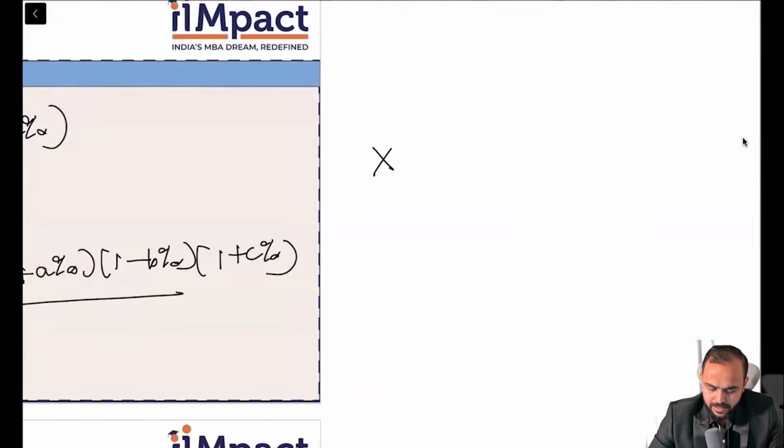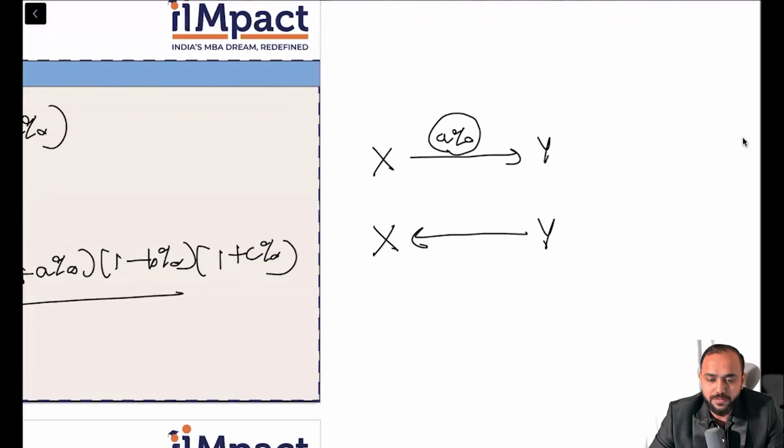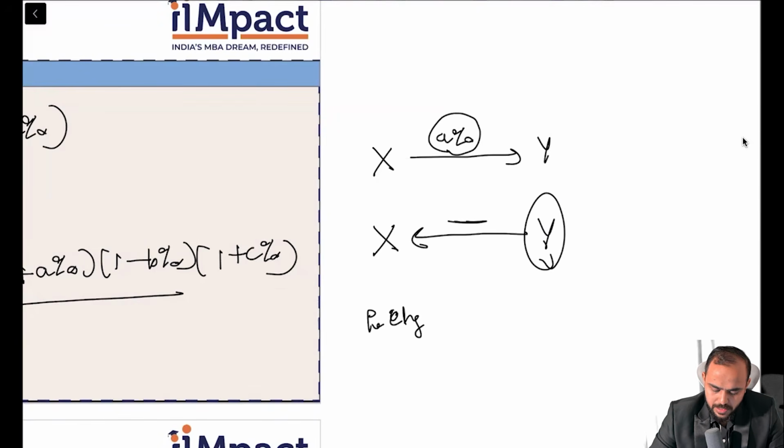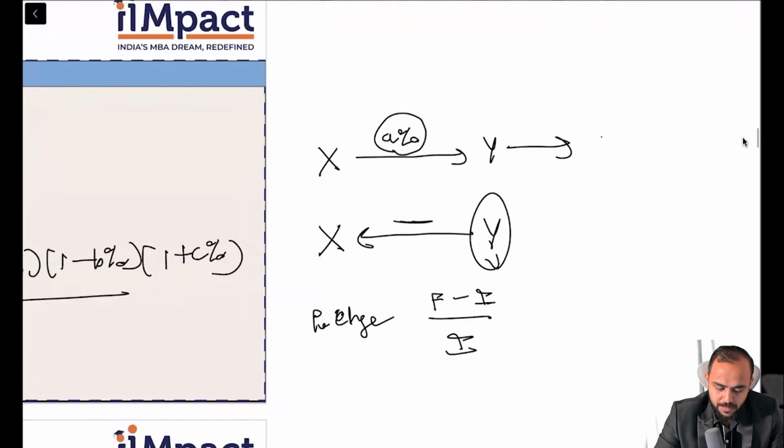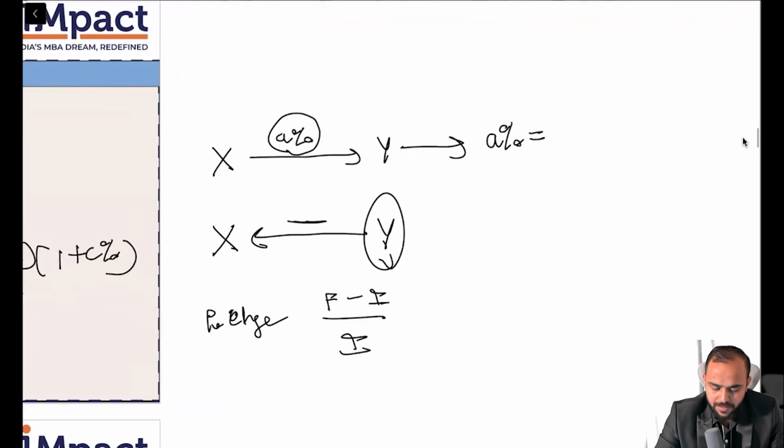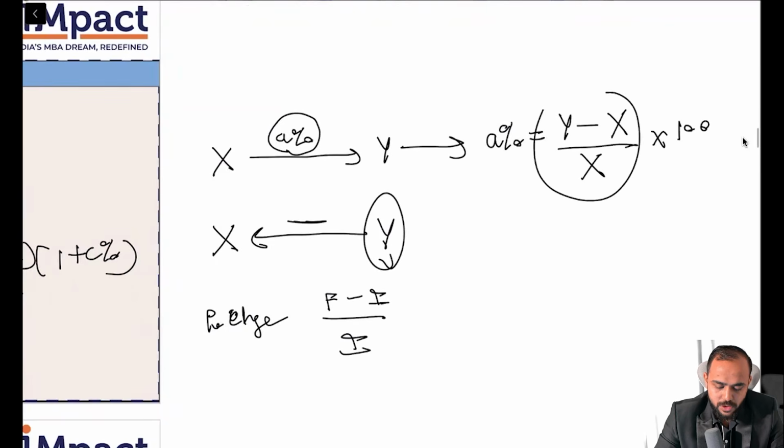Let's say they give you x increases by a% and gives you y. Now instead of giving you this a%, let's say they ask what should y be decreased by to give you x. Correct? Final value is given and you have to find this percentage. So again, you can do that because percentage change is final minus initial upon initial. So in this equation, the percentage change a% is equal to final value y minus initial value x divided by x into 100. Whatever this ratio is, you multiply this with 100 to accommodate for the percentage sign.